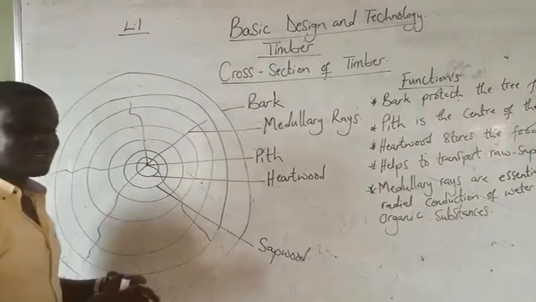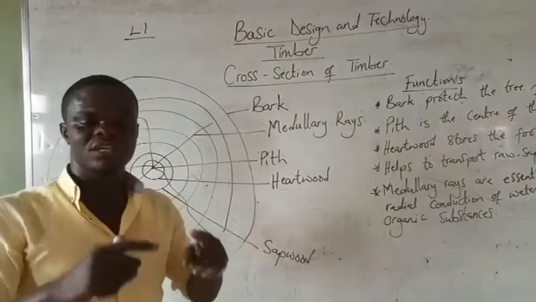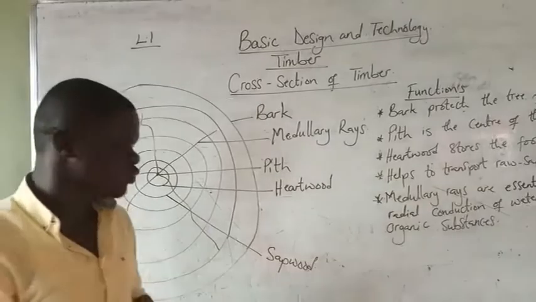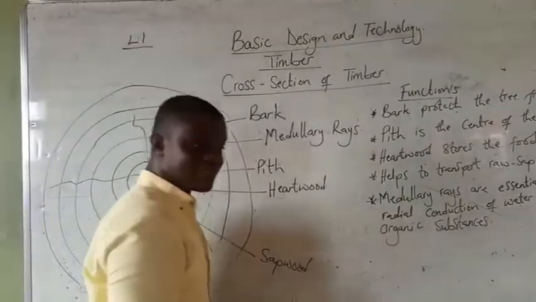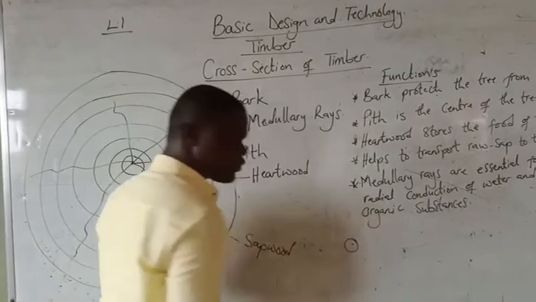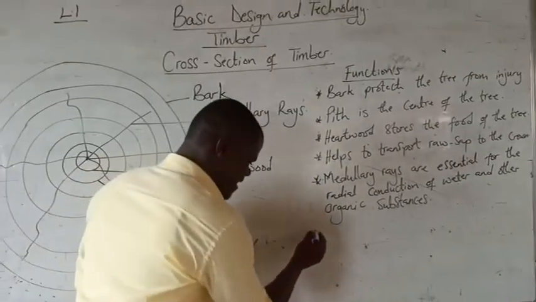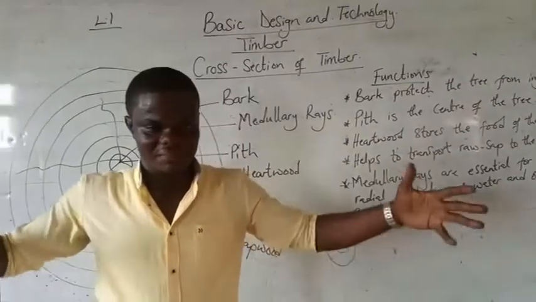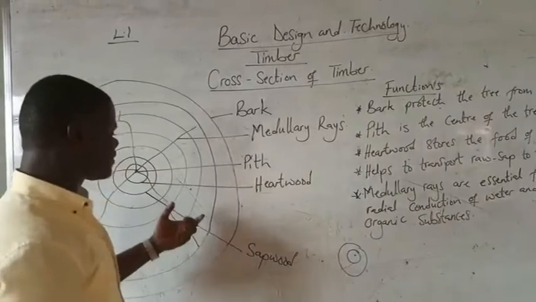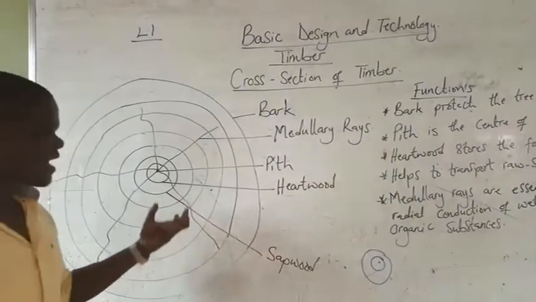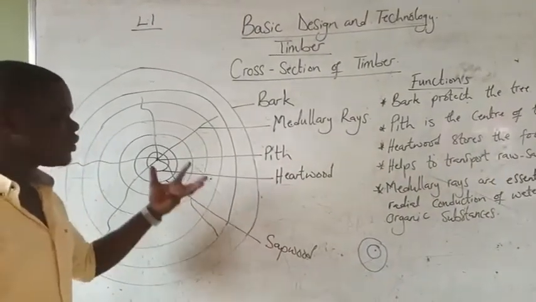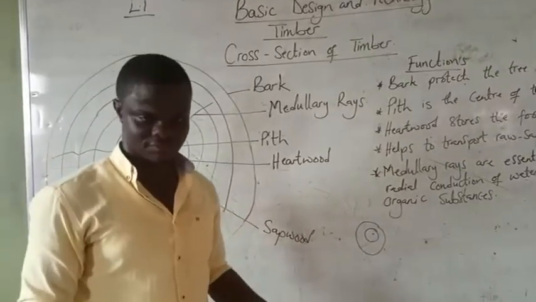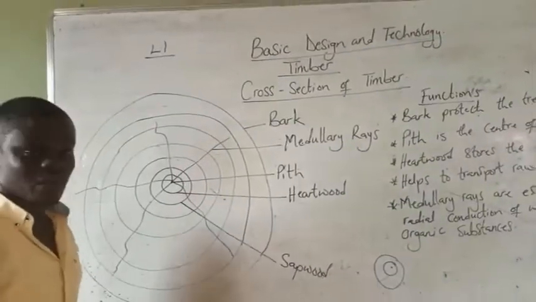Now these circles appear around every tree every year. So every year one circle appears. When the tree was planted, in a year a ring will come around it. Another year, another ring comes around it. That is how the trees become bigger and bigger. Good. So now these circles, or these rings as we call them, have parts, and they all have functions that they play to support the growth of the tree. So we are going to take the parts one after the other.